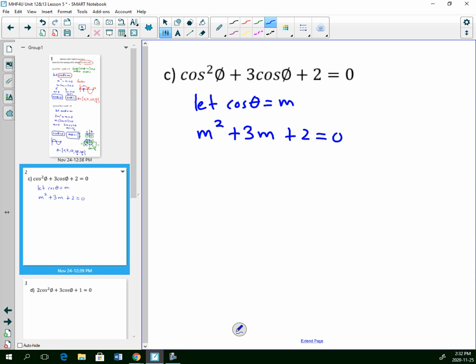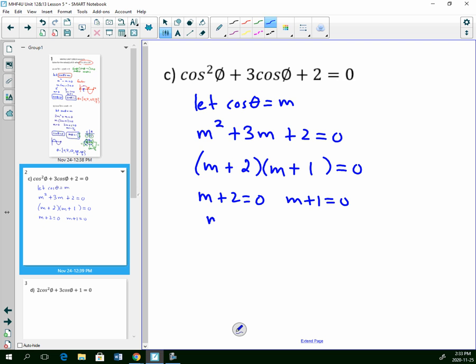So particularly with this one, it makes it more visually appealing to put it as a quadratic that you're familiar with. So you know how to factor m squared plus 3m plus 2. It's just a simple trinomial. So we need two numbers that multiply to get 2 and add to get 3. So it'd be 2 and 1. And then we're going to set each one to 0 and solve for m. And then we're going to put the cosine back. That's a negative.